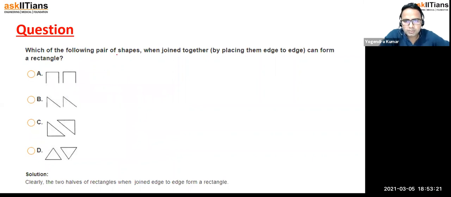Which of the following pair of shapes, when joined together by placing them edge to edge, can form a rectangle? Okay, rectangle, edge to edge. So like this, if we connect them, it doesn't form. This is forming, right? We kept edge to edge. So I think option C, right? This is what we have.